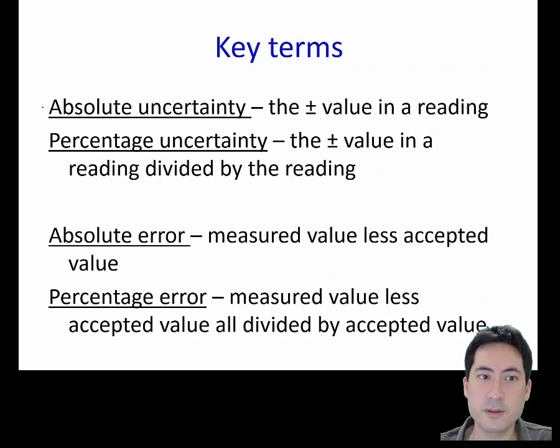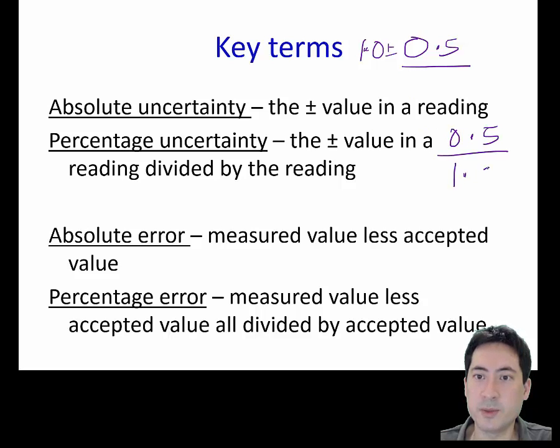Moving on to some more terms now. Absolute uncertainty and percentage uncertainty is to do with the actual values that you take. So if you took a reading of 1.0 plus or minus 0.5, the absolute uncertainty would be here. And the percentage uncertainty would be that uncertainty divided by the whole number value of that, times by 100 to get a percentage value.